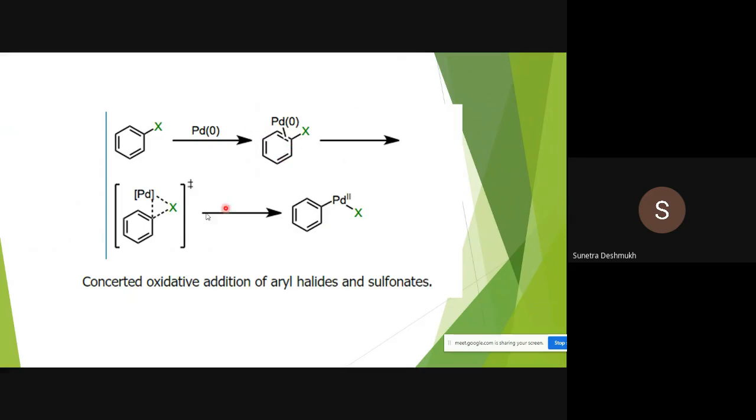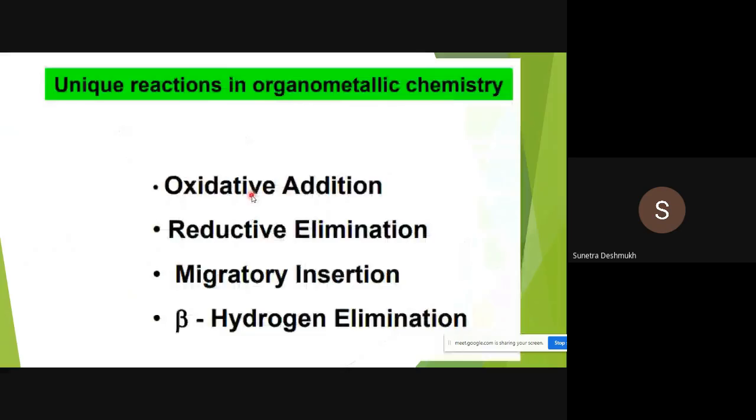So palladium(0) is transformed into palladium(II) when it gets added in between carbon and halogen. We have formed new bonds, a carbon-palladium bond and a palladium-halide bond. This is nothing but the oxidative addition of aryl halide to palladium. These coupling reactions are unique reactions in organometallic chemistry.